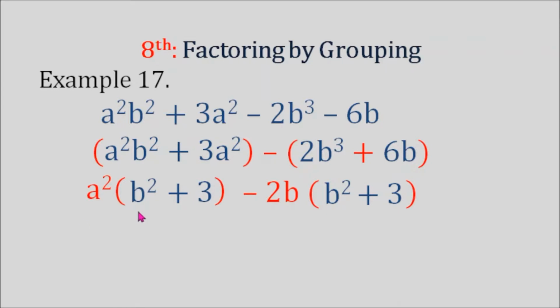On our first group, the greatest common factor is a squared. And on our second group, it's negative 2b. So a squared minus 2b is our first binomial factor. And the second binomial factor is the common binomial factor between the two groups. And that's b squared plus 3. So these are the factors. The quantity a squared minus 2b times the quantity b squared plus 3.